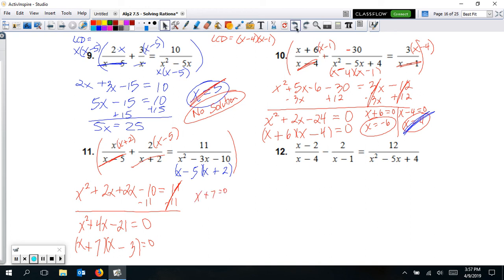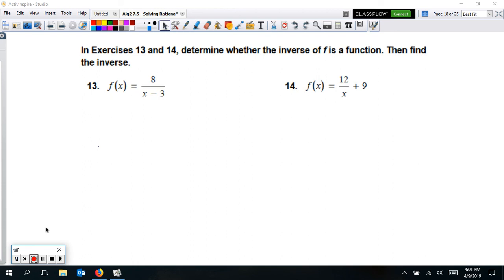So x plus 7 equals 0. Subtract 7, we get negative 7. So we can keep that one. And then x minus 3 equals 0, and we add 3. And we can keep that one, x equals 3. All right, so we have two answers actually on this equation that we can keep. Now number 12, I'm going to skip that one for now. I might come and do that one in class. That's going to be a little bit longer of an equation to do, so I'm going to save some time and just skip that one and move on to the next section.